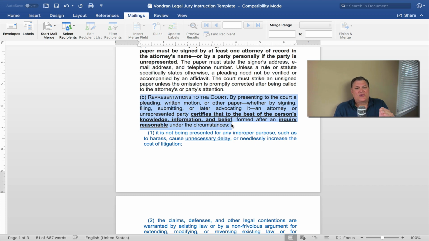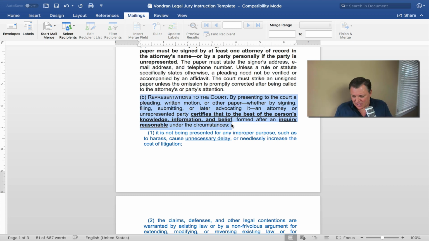You're certifying to the court, based on your knowledge, information, and belief, things that you believe are likely to be true, after you perform a reasonable inquiry under the circumstances. So there is that due diligence obligation for you. But what you're warranting to the court is four things. Now let's take a look at this.